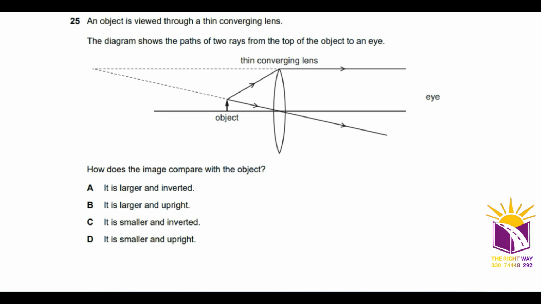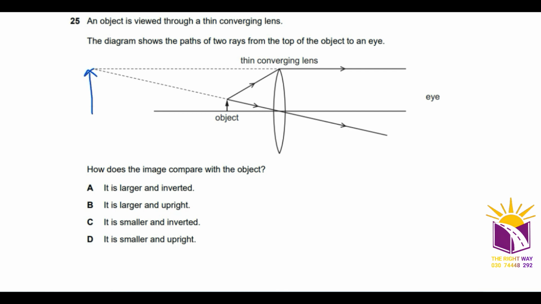Question number 25. An object is viewed through a thin converging lens. The diagram shows the path of two rays from the top of the object to an eye. Okay, how does the image compare with the object? Now we have to find where the image will be formed and what it look like. So the image will be formed over here.